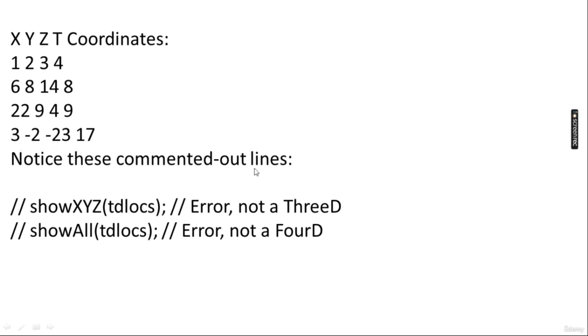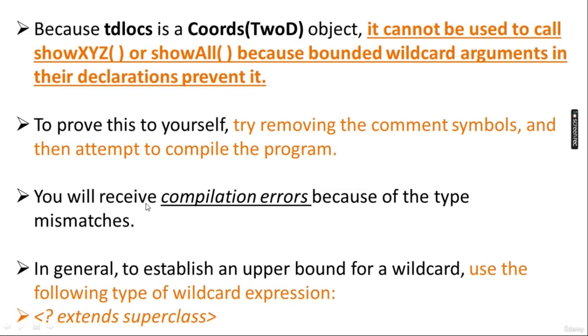These are commented lines. If you uncomment these lines, your program will crash or it will give you an error, because tdlocs is a Coordinates<TwoD>, it cannot be used to call showXYZ or showAll, because the upper limits are 3D and 4D respectively.